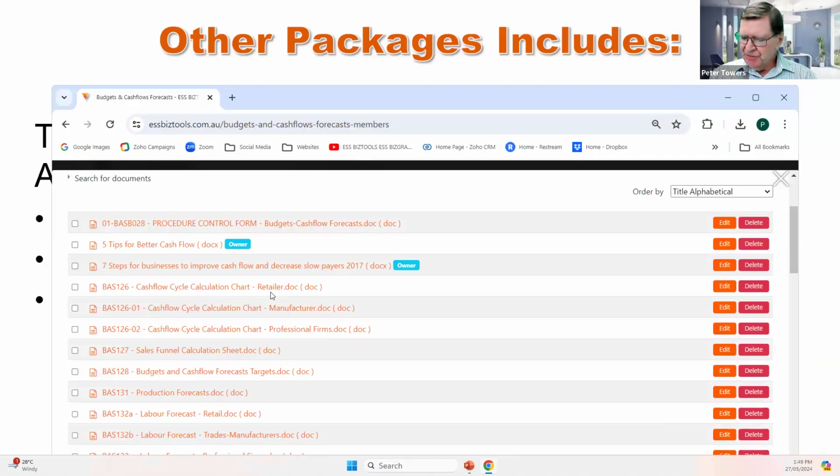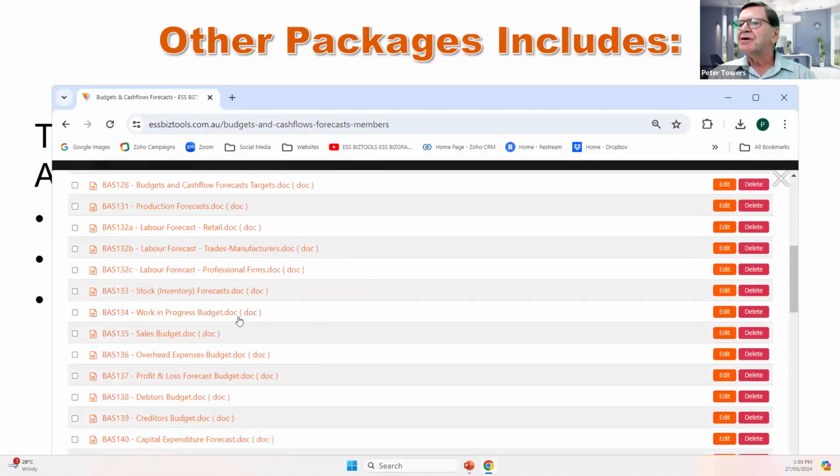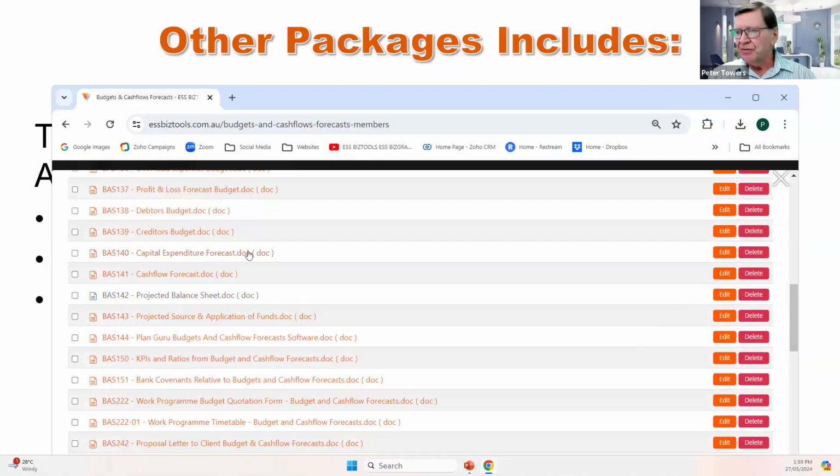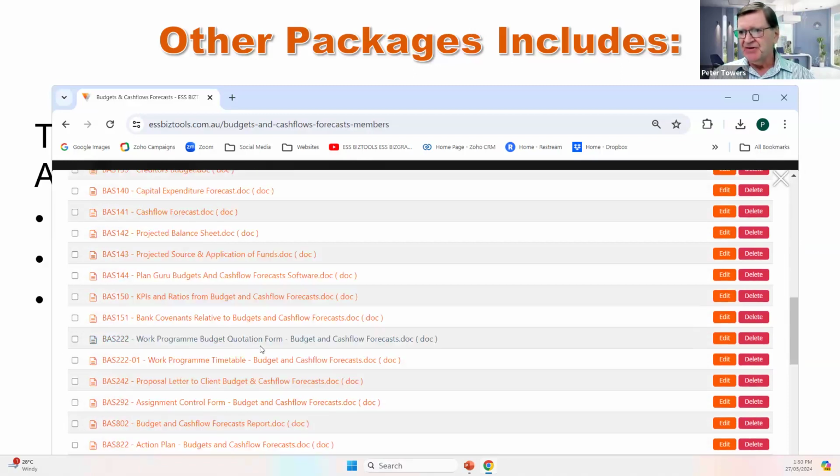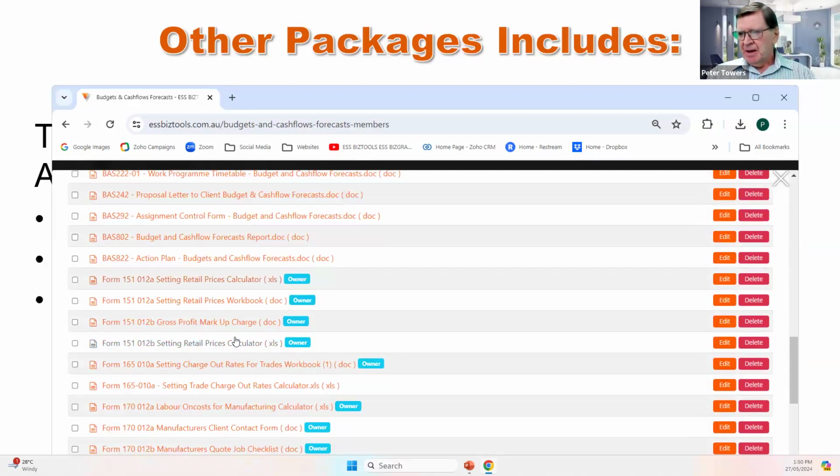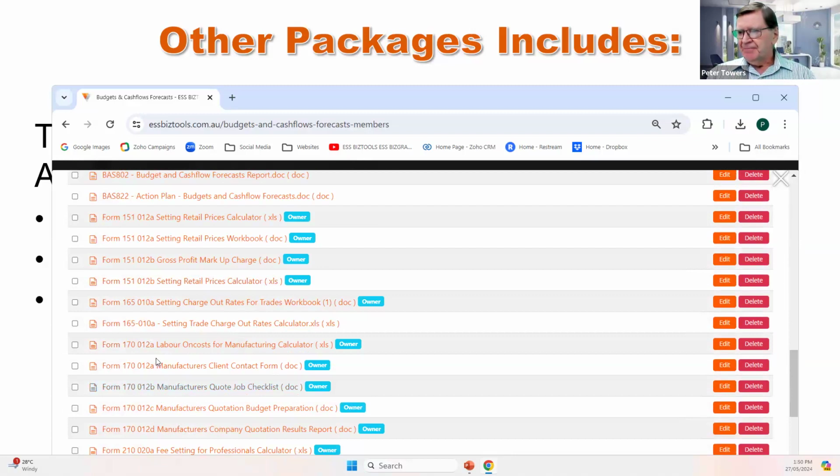And I'm going to go to a particular form. You've got all this other material that's part of this, that you download. And again, we will have a separate workshop, training presentation on this item. So this is the tradie charge out rate calculator that I'm bringing up now.